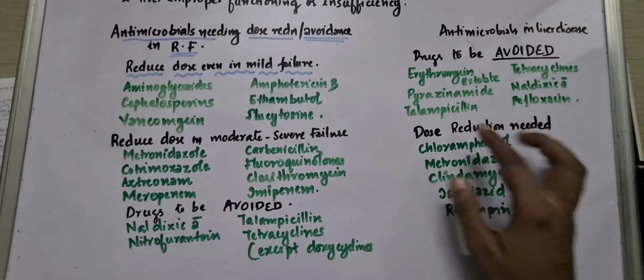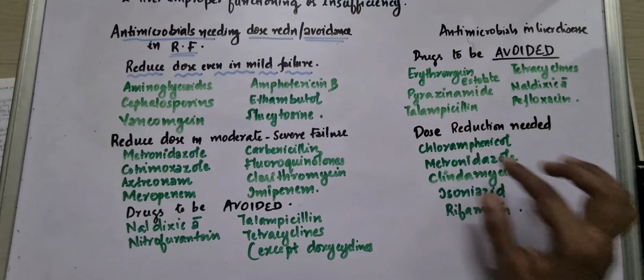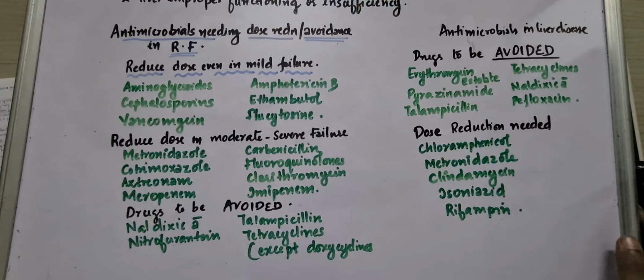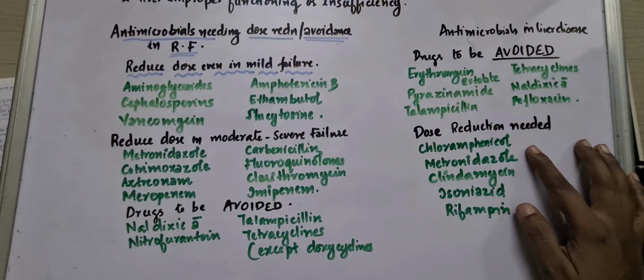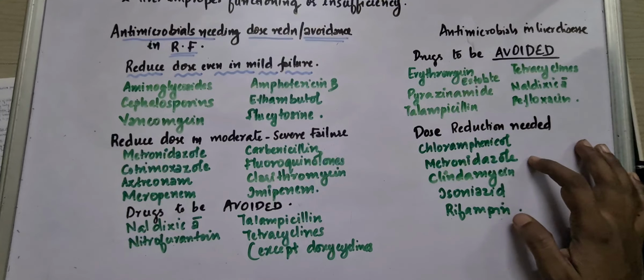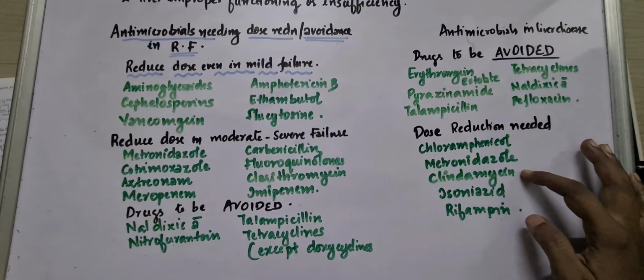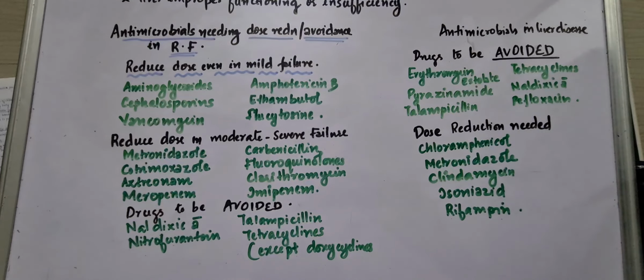And next, let us see some examples of antimicrobials which we need to avoid in case of liver disease. Which need to be avoided are erythromycin estolate, pyrazinamide, talampicillin, tetracyclines, nalidixic acid and pefloxacin. And which require dose reduction are chloramphenicol, metronidazole, clindamycin, isoniazid and rifampin.